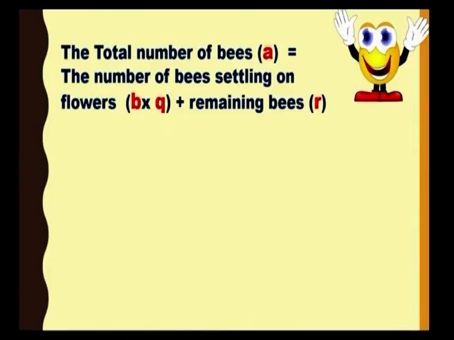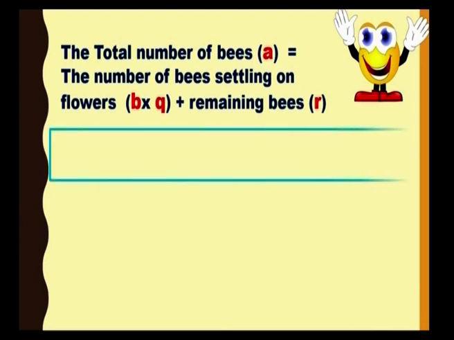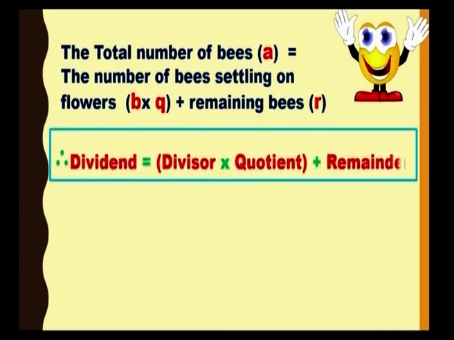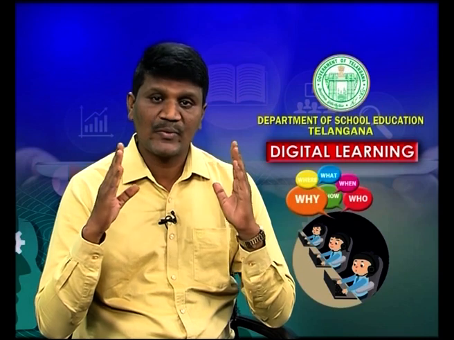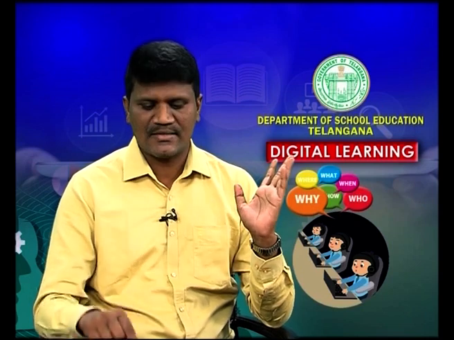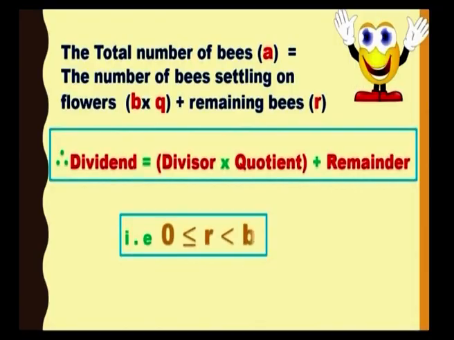the total number of bees is equal to the number of bees settling on flowers plus remaining bees. That means we can write it as dividend is equal to divisor into quotient plus remainder. Here the remainder is either 0, or if it is greater than 0, it should definitely be less than the divisor, which can be written as 0 less than or equal to R less than B.